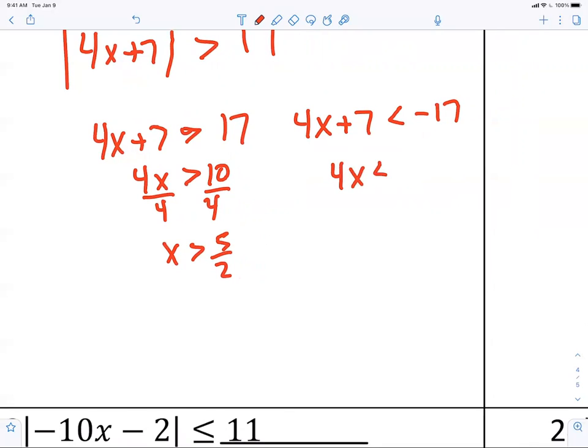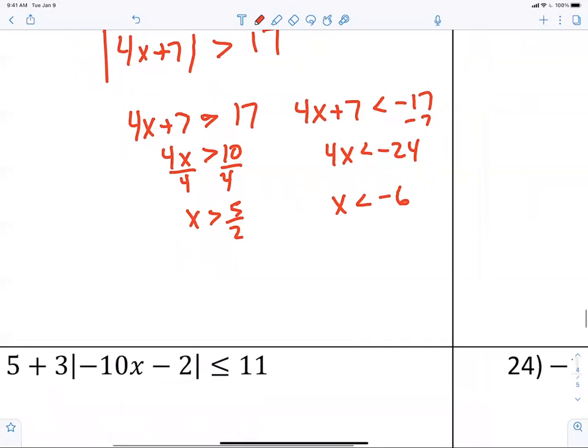4x is less than negative 24. Yes. And then divide by 4. And then negative 6. There you go. And the or. So we are what? What now?